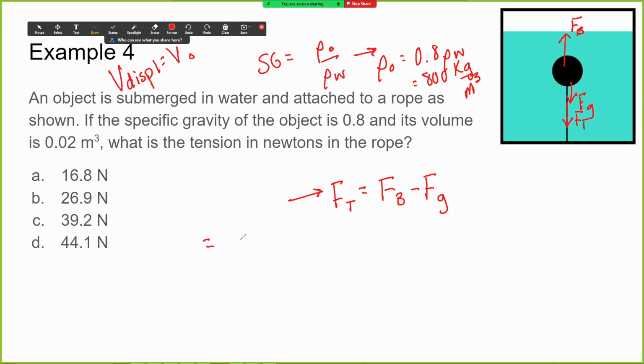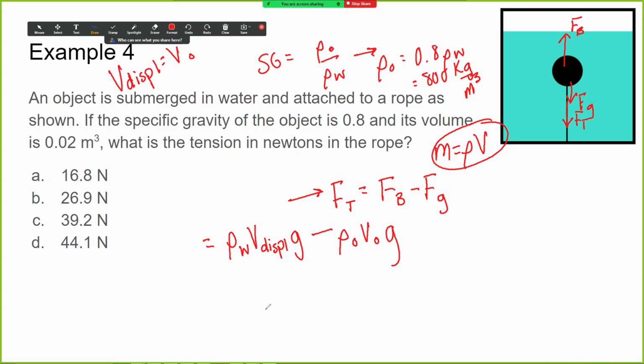And we know that FB is equal to the density of water times the displaced volume of water times g, minus, very similar for the object, which we're writing in terms of densities and volumes, obviously, because we don't know the mass. Remember that mass is equal to rho V. I know sometimes I jump ahead with that, and I apologize. I just assume that we know this relationship and why I'm doing Fg as this by now, but I'll make sure that I make that a bit more clear.